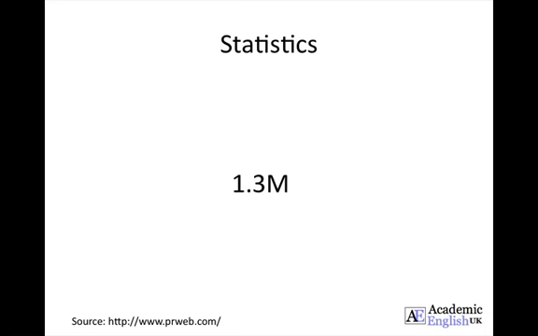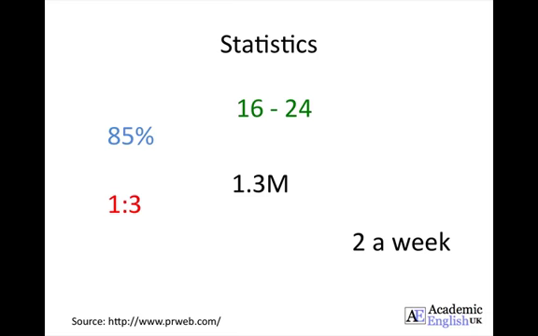1.3 million people were abused in the UK last year. As I'm sure you're aware, the majority, 85%, are women, and usually between the ages of 16 and 24. It is important to note that 1 in 3 women in the world have experienced domestic violence. Unfortunately, 2 women are murdered each week, and we'll come back to this point later.